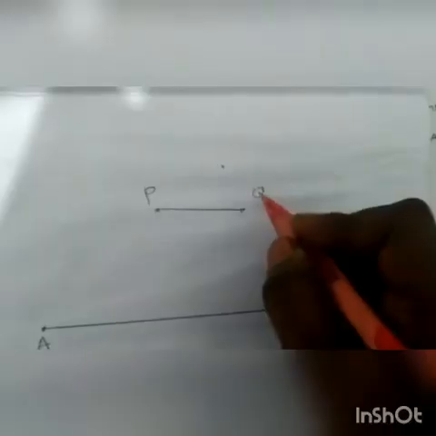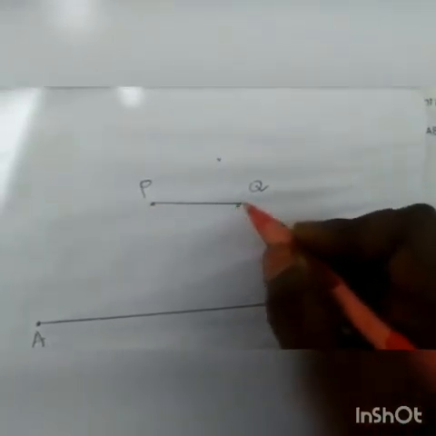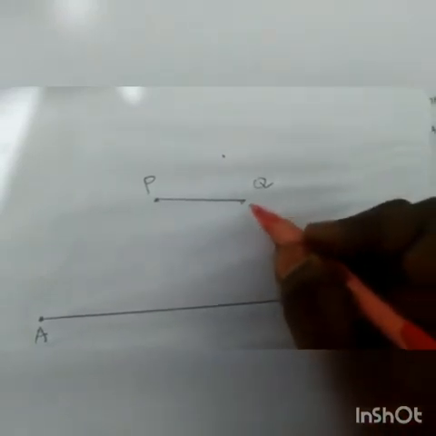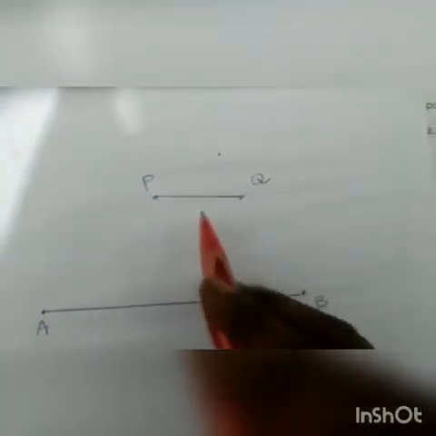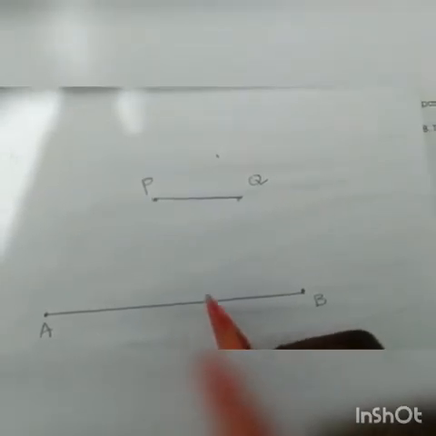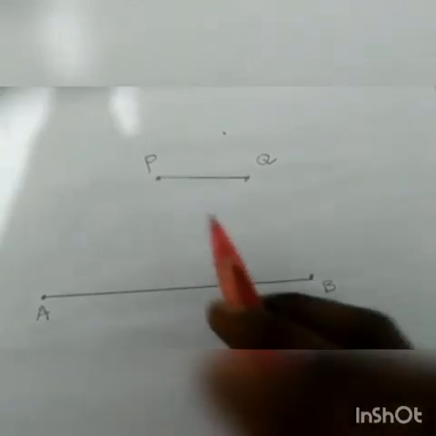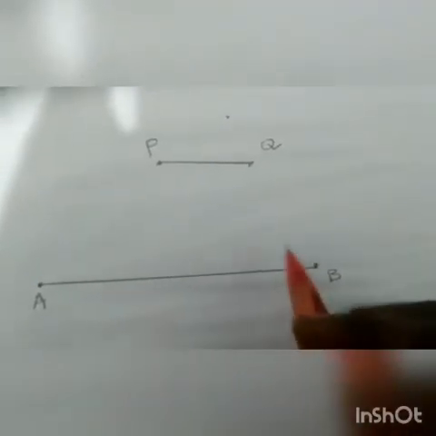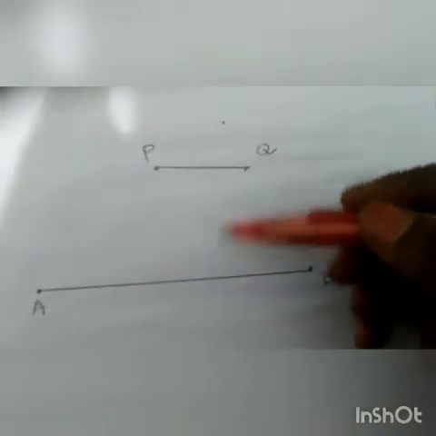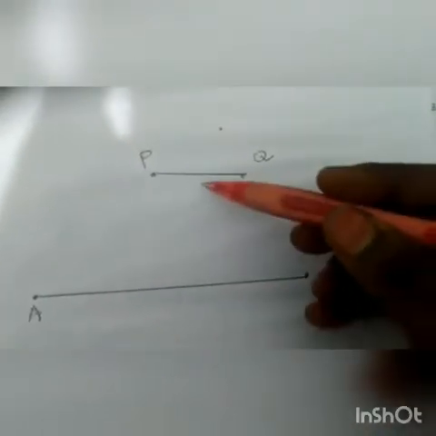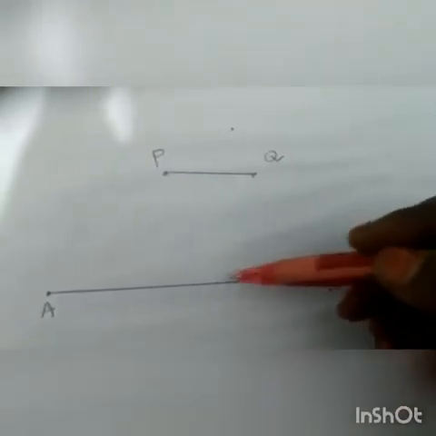After drawing another line segment, the ends of the line segment should be marked with letters P and Q. You can use any letter. Now look here. These two lines are parallel to each other. So we call these two line segments parallel line segments. Parallel means both are in the same direction with an equal gap. Equal gap. So that is called a parallel line segment.